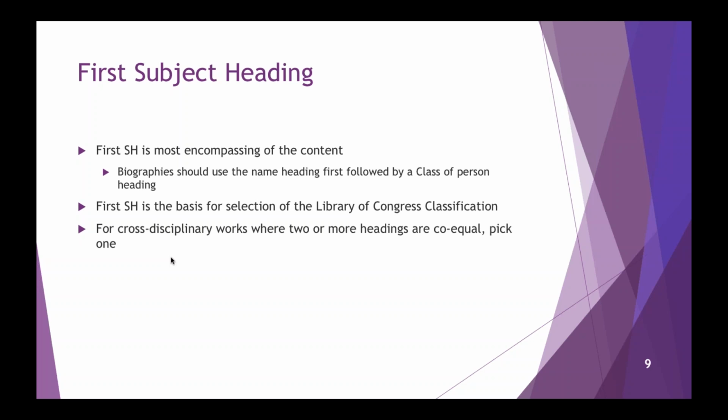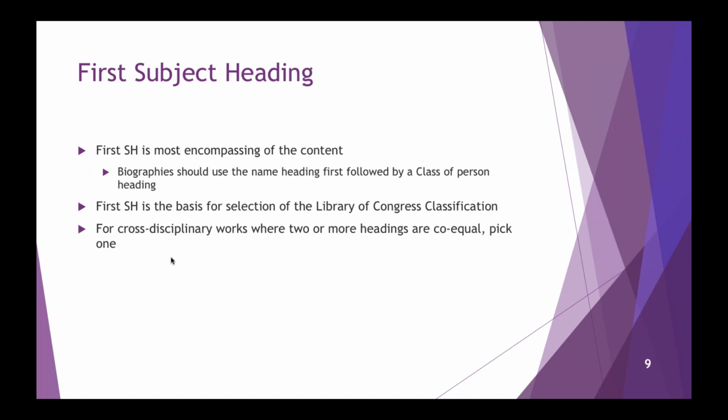Then immediately following that access point for the name, you should have a class of person heading. So class of person heading is any topical term that represents a person as to either their profession or their ethnicity or whatever it is about them that identifies them in that particular context of that biography.